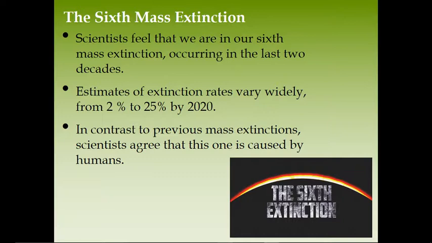The real thing to recognize about the 6th mass extinction, though, in contrast to the previous 5 mass extinctions, is that scientists can agree that this mass extinction is the first one actually caused by humans, because in the other 5, humans weren't on Earth.